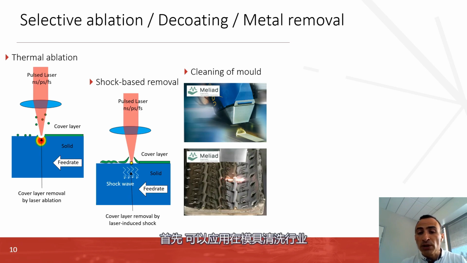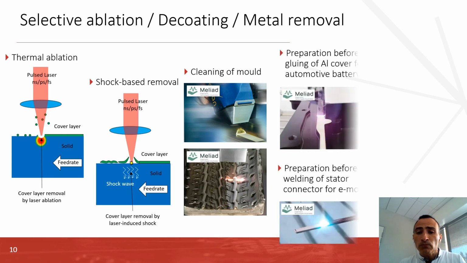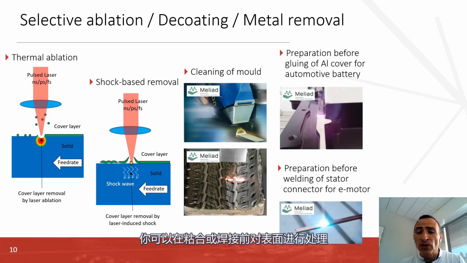The first one is the cleaning of some mold in the mold industry, for instance. There you can see that the mold is cleaned by laser. You can prepare the surface before gluing or before welding. For instance, in this application, it is for the automotive industry.